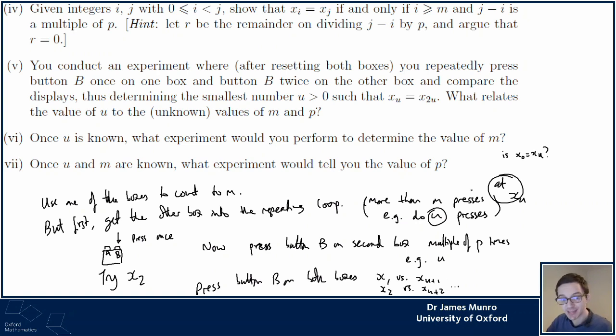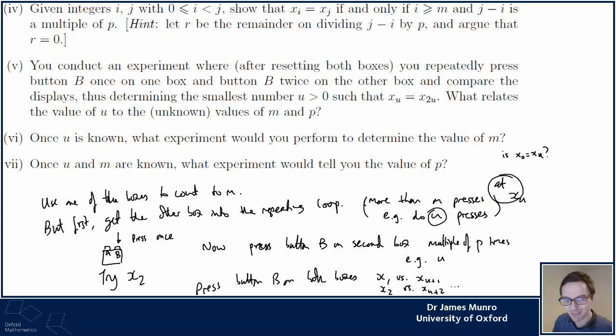So this is a little bit easier to do. Rather than comparing each value X1, X2, X3, X4 on one of the boxes with everything in the repeating loop, you can be slightly cleverer and just compare it with X(i+U), because U is a multiple of P. So that's cleverly using the fact that U is a multiple of P. That's the model solution on the MatWeb page.